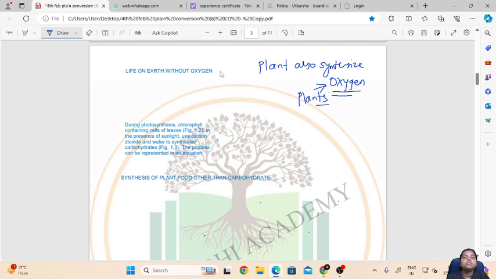What will happen if there is no photosynthesis? If there is no photosynthesis, the plant will not synthesize any food. So what will happen if plants don't synthesize any food? Then the plants will die. If plants die, how will they produce oxygen? We won't get any oxygen if there is no photosynthesis, correct? So what will happen? All living organisms will die because we all are dependent on plants for oxygen. Okay, understood?